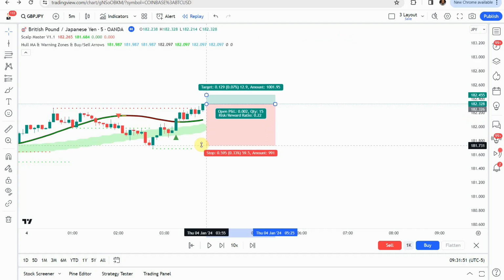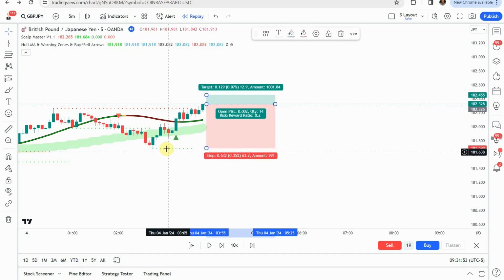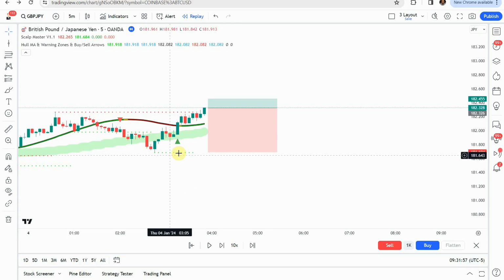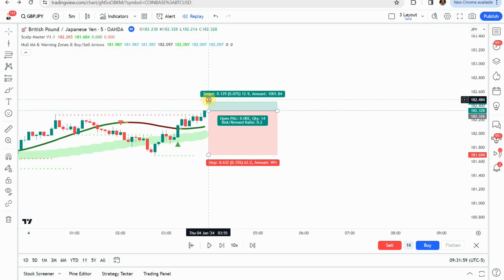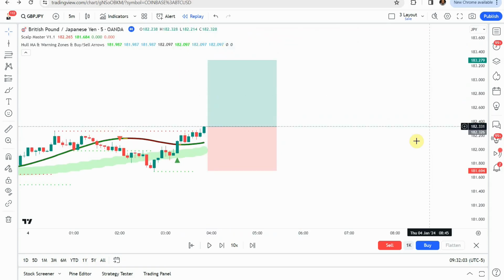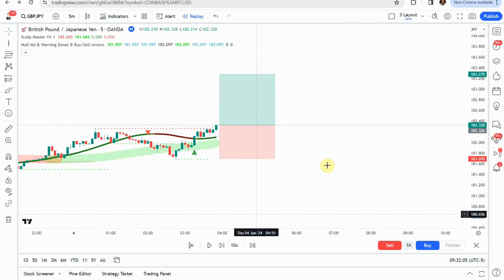You'll put your trade right there. You'll put your stop right at the most recent green dotted line there. And you're going to target a 1 to 1.5 risk reward right about there. Let's play this forward and see what we get.